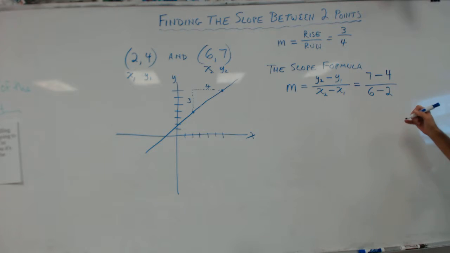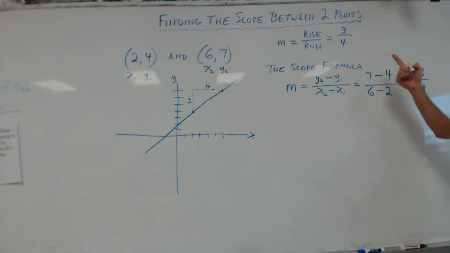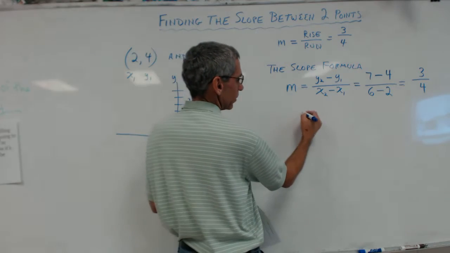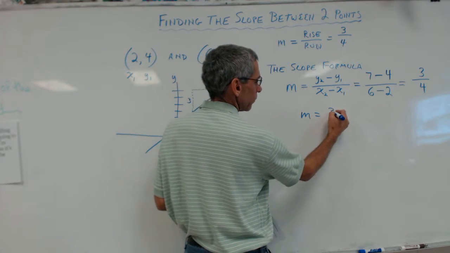All right. And so I know I did that right. So now I'm going to put an equal sign. What is 7 minus 4? 3. So I write a 3. What is 6 minus 2? 4. It's 4. Oh my God, look, we got the same thing that we had gotten when we had graphed. So basically, the slope is equal to 3/4.